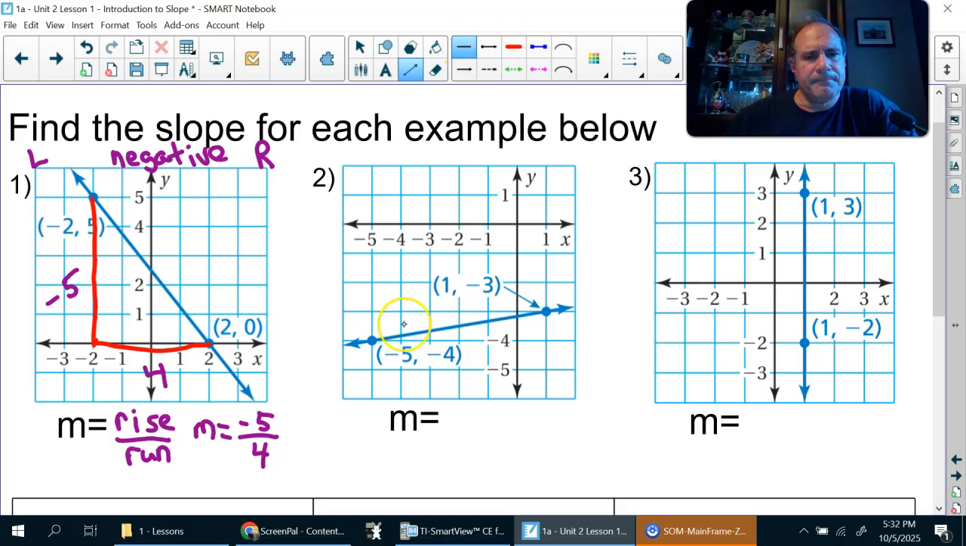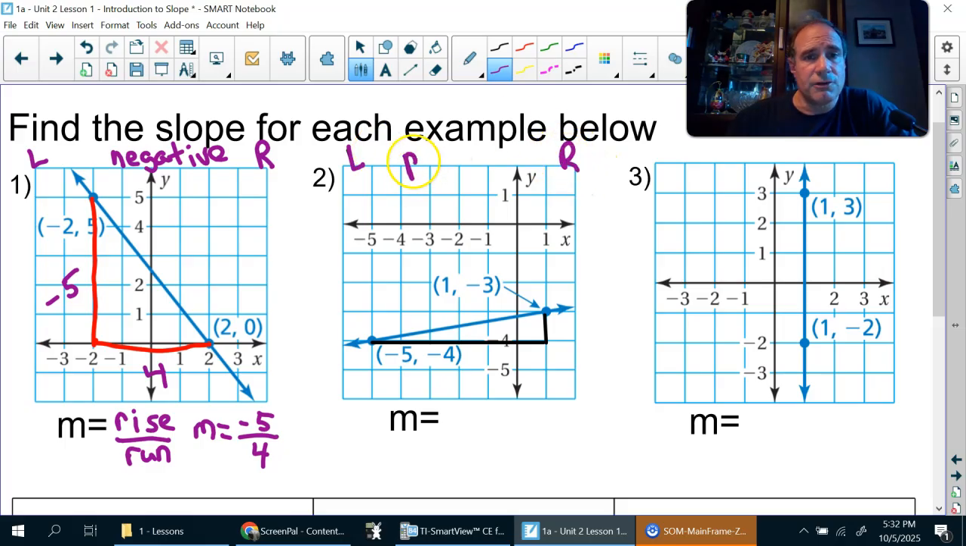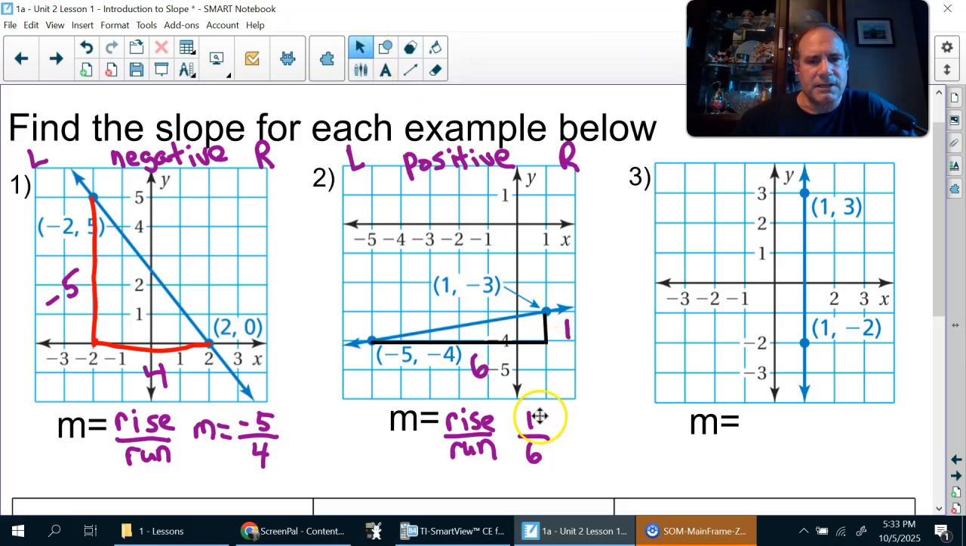For this one, we are going to make our triangle a little bit neater. And we have L and R. This is going up from left to right, so this is a positive slope. So this is 1, 2, 3, 4, 5, 6. So that's 6, and then 1 up. So the rise over run: the rise is 1, the run is 6, the slope is 1 over 6.